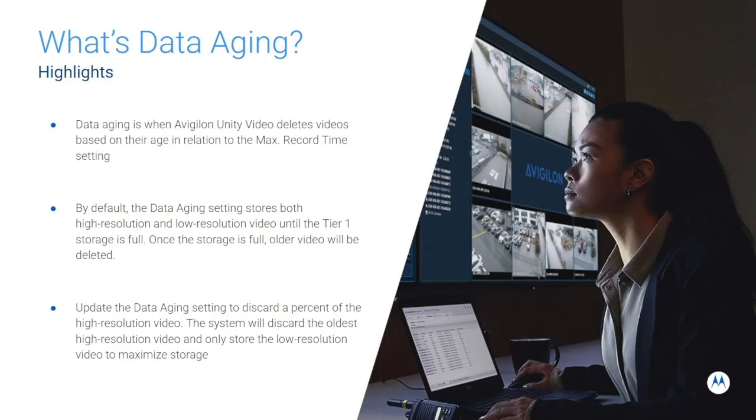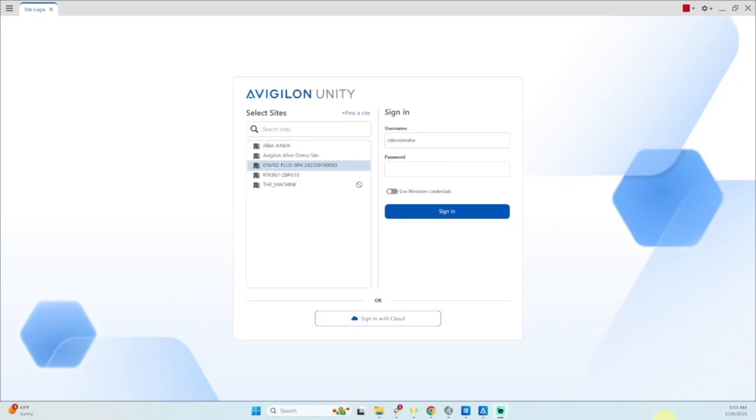Data aging is when Avigilon Unity deletes videos based on age in relation to the max record time. By default, data aging stores both high resolution and low resolution video on your server and deletes the oldest footage like any other video management system. However, if you decide to change the data aging setting by moving the slider, you can allocate a percentage of your retention solely to low resolution video, potentially increasing your retention times. Let's take a look at what that looks like.